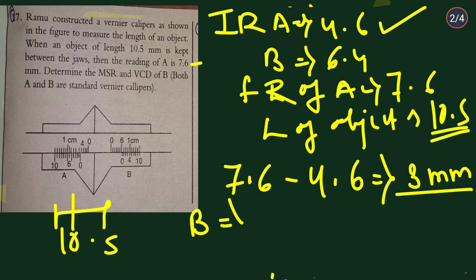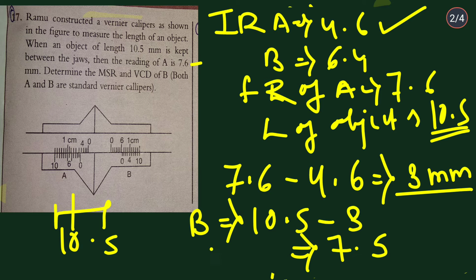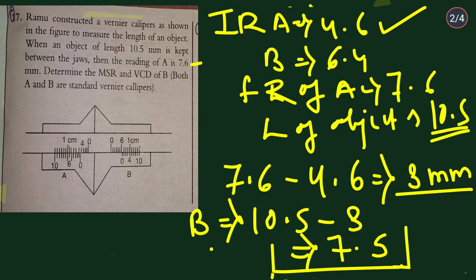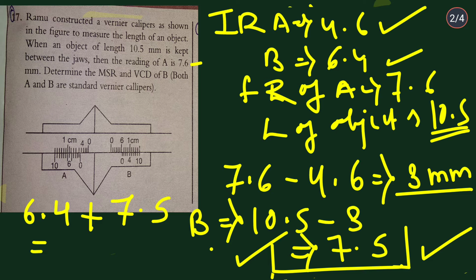The length measured by B is the total length minus the length measured by A. That is, the total length 10.5 minus the length measured by A, 3 millimeter, so 7.5 millimeter is the length measured by B. Now the final reading is the initial reading of B, 6.4, plus the length that B measured, 7.5, which will be equal to 13.9 millimeter.